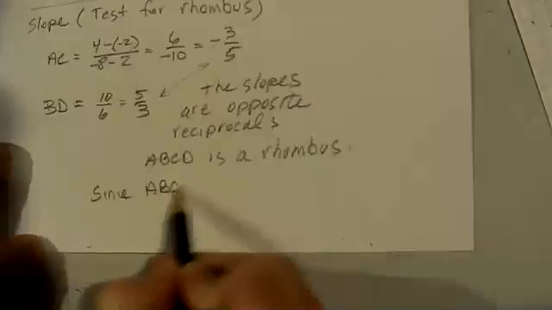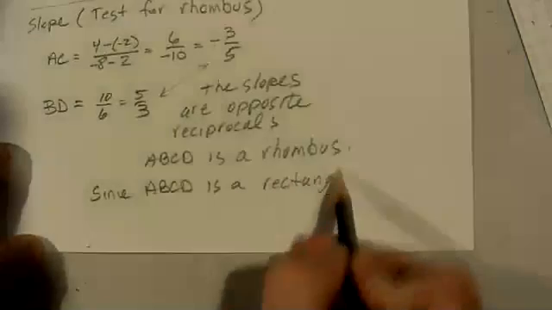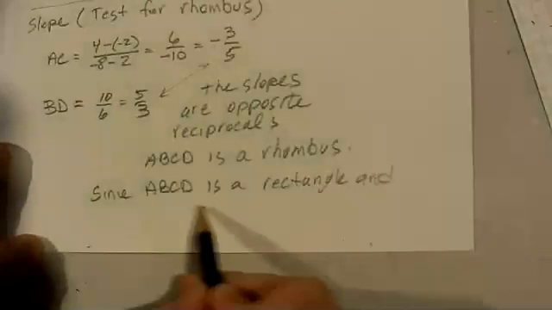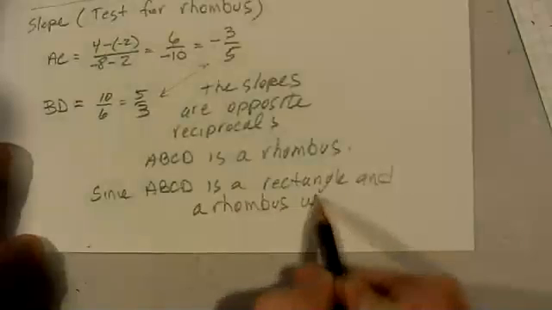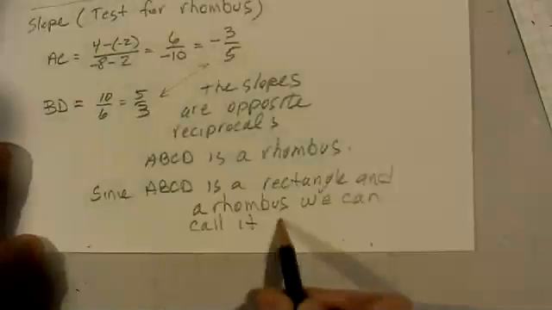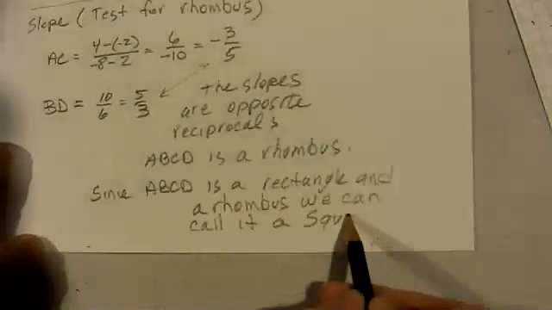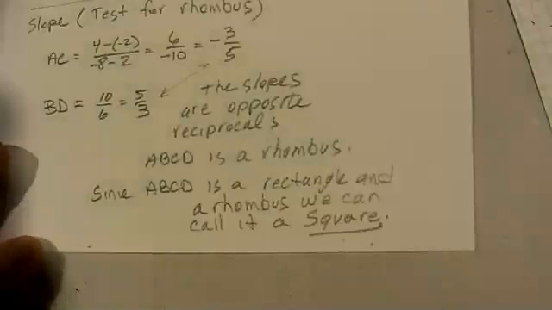Since ABCD is a rectangle and a rhombus, we can call it a square. Perfect.